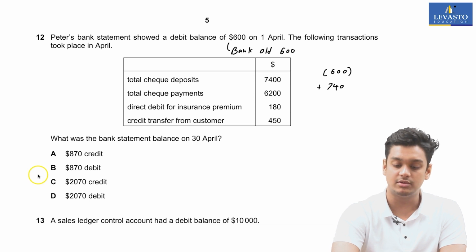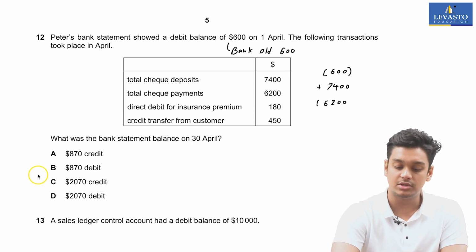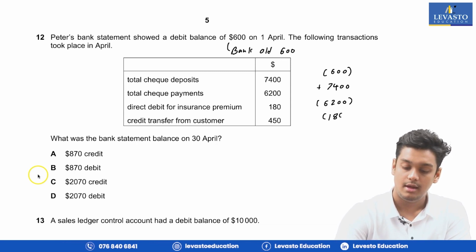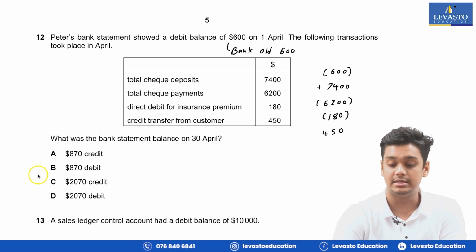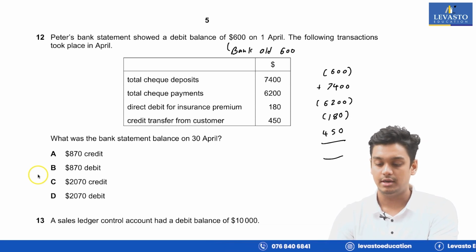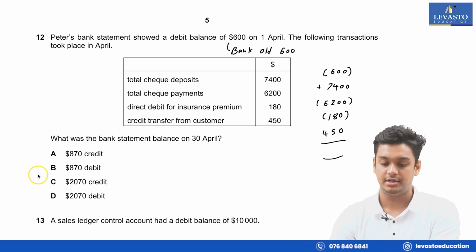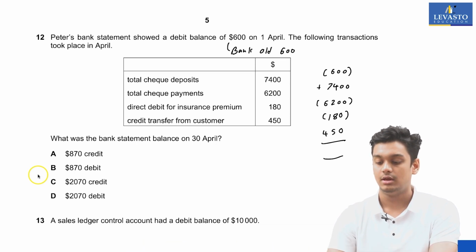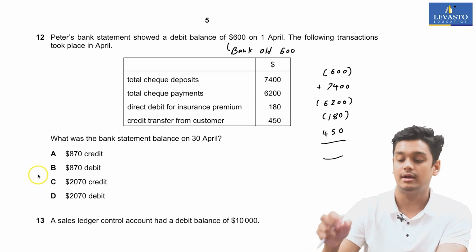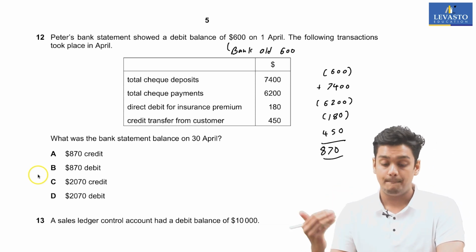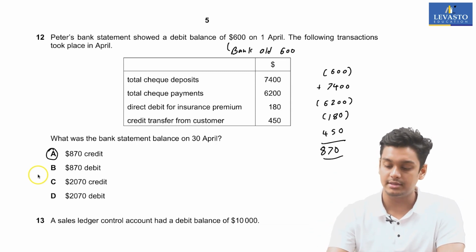I'm getting a few deposits, that's 7,400. I'm making a few check payments, that is 6,200. Direct debit payment for insurance, that's a payment, that's 180. And there's a credit transfer from a customer, so that's an income for the business. So from this, let's do the math and let's calculate what the closing balance is. Minus 600 plus 7,400 minus 6,200 minus 180 plus 450 would give you 870. So I'm getting a positive 870. So what does a positive 870 mean? That means in my point of view it's a debit balance. But in the bank statement's point of view it's a credit balance. So the answer is A.